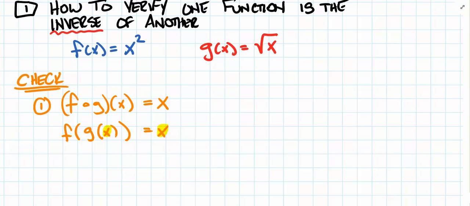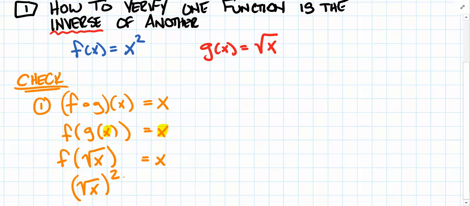Okay, so what is g of x? Square root of x. Yep, the square root of x. That's what it's defined to be. And we want to make sure that this is equal to x. Now, what do I do with that square root of x? I plug it into which function? F of x, right? So I would have the square root of x. I would take that quantity, and then I would square it. And I want to show that that's equal to x.